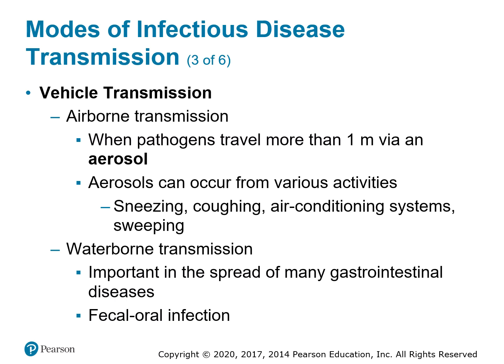Vehicle transmission happens in a couple of different ways. This is using either air or water to move the microbes. In airborne transmission, the pathogen can travel about a meter or more via what's called an aerosol. Aerosols can occur when you sneeze or cough. They can also occur through air conditioning systems and through sweeping the floor.